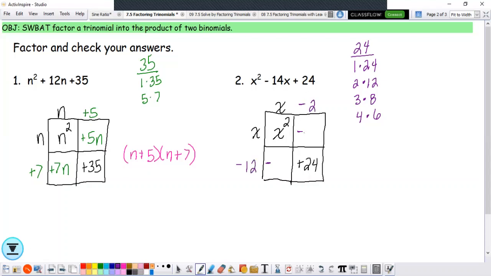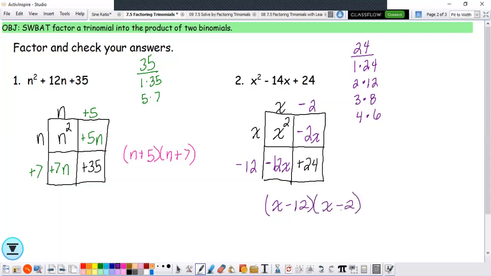So negative 2 times x would be negative 2x. Negative 12 times x is negative 12x. So we would get negative 14x with these two terms. And negative 2 times negative 12 is a positive 24. So this does factor as x minus 12 times x minus 2.